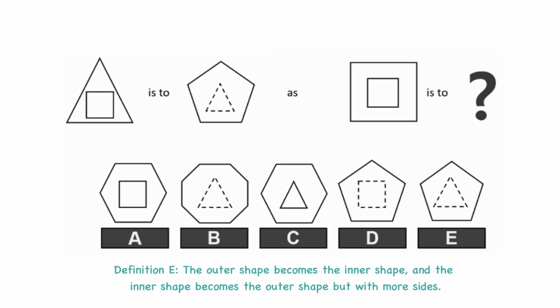Now let's go through one more definition. We'll call it definition E. The outer shape becomes the inner shape, and the inner shape becomes the outer shape, but with more sides. Again, progressively more interesting. But this definition actually misses twice. Firstly, it ignores the fact that the inner shape of element 2 is dashed. We have this dashed triangle in element 2. Secondly, it allows the outer shape of the missing element to be any shape with more sides than a square, which would allow both A and D to be true. In A, we have this hexagon, and in D, we have the pentagon. So again, we have more than one answer option that fits the definition, and therefore this definition will not suffice.